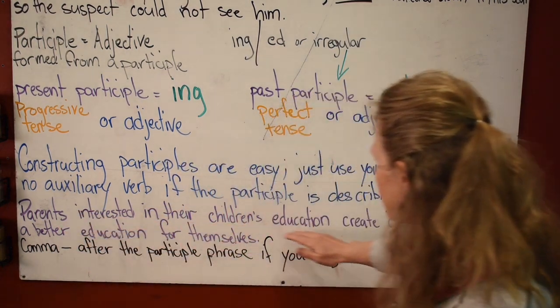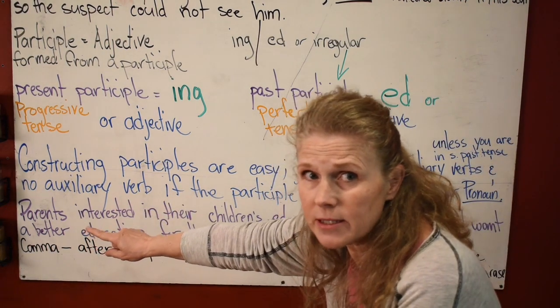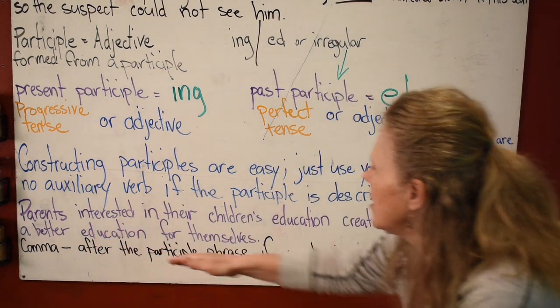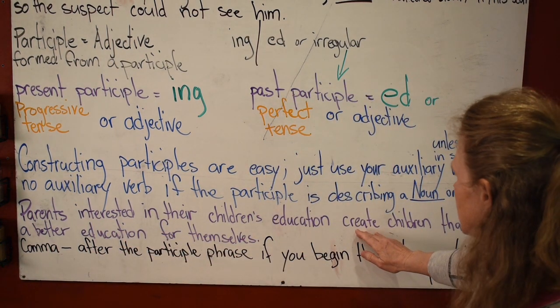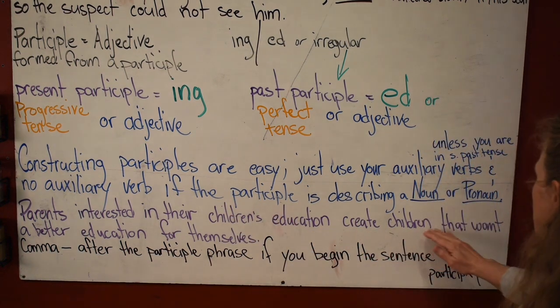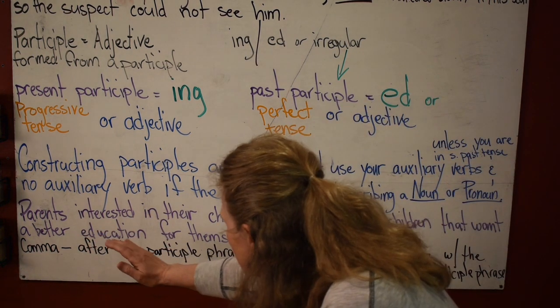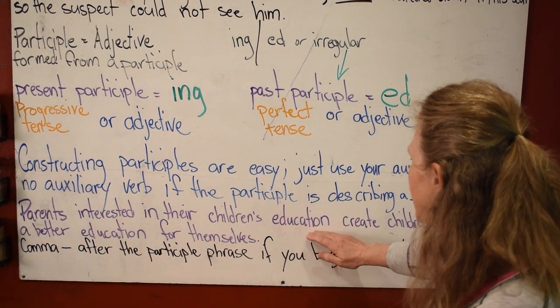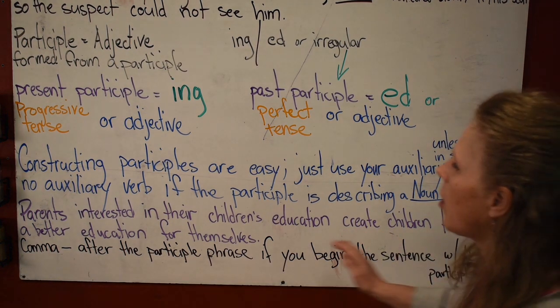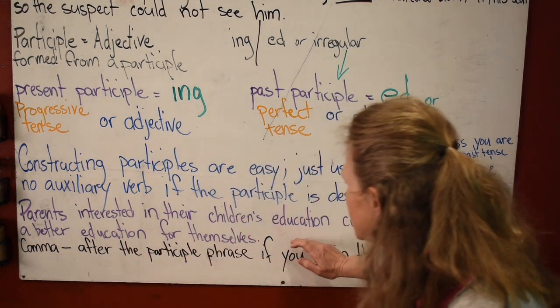Parents that are interested in their children's education. Do you see that? See how that can be really confusing? You're like, what is that? Well, there's the verb too. What is that? So parents create children that want a better education for themselves. Parents interested in their children's education create children that want a better education for themselves.